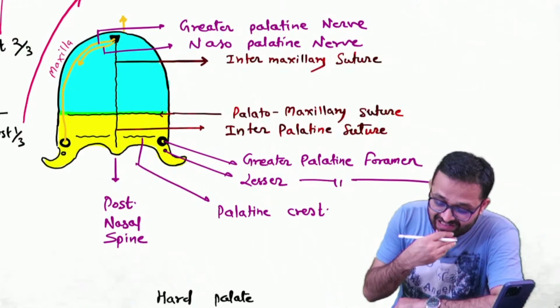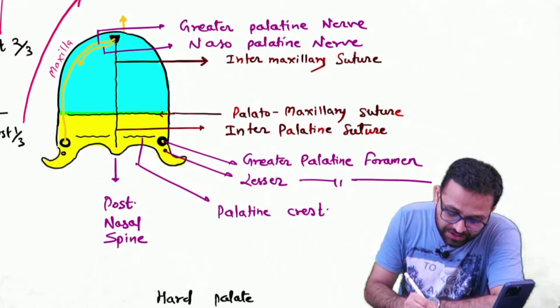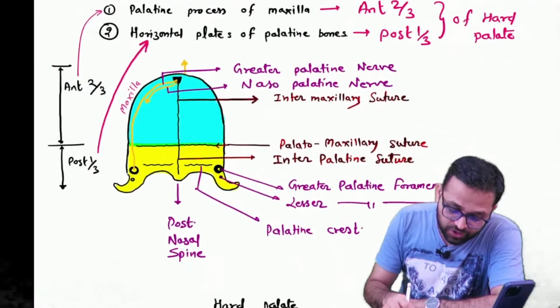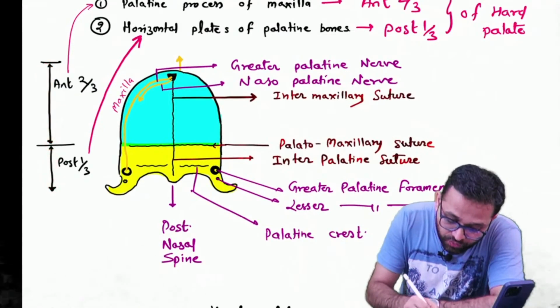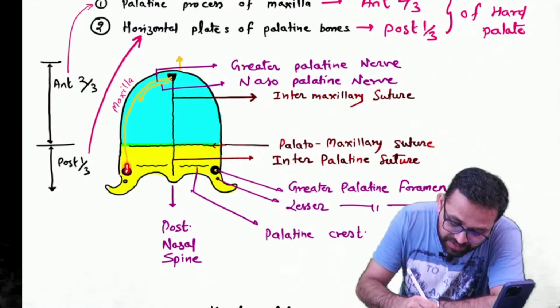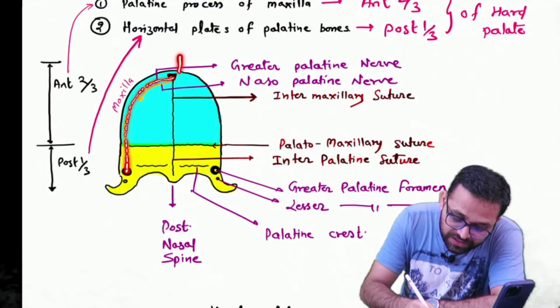Now try to understand further. Sir, this is our pterygoid hamulus, and this is the posterior nasal spine. Catch this one: this is the anterior 2/3, here is the posterior 1/3. You will observe the nerve coming out from the greater palatine foramen. This is the greater palatine nerve, and through the incisive fossa it is going up.